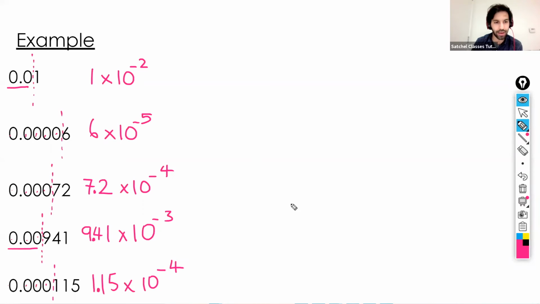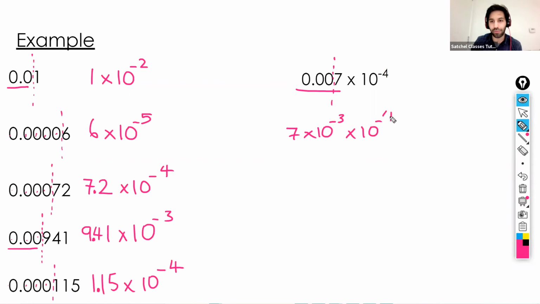And lastly, let's do some more examples, which are a bit more complex. So 0.007 times 10 to the power of minus 4. Now notice this number here is not in standard form because it's not between 1 and 10. So I need to rewrite this between 1 and 10. So that's going to be 7 times 10 to the power of minus 1, 2, 3 digits. So that's going to be minus 3 times 10 to the power of minus 4.